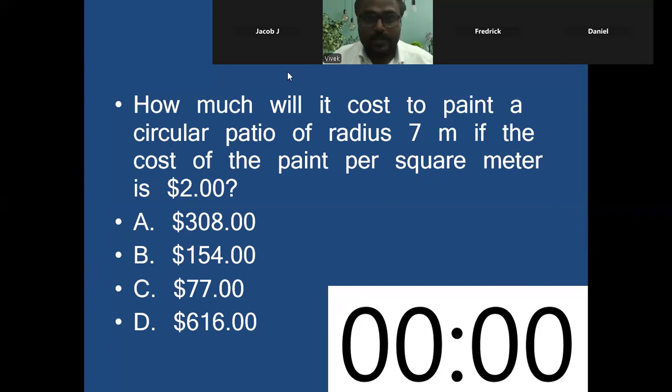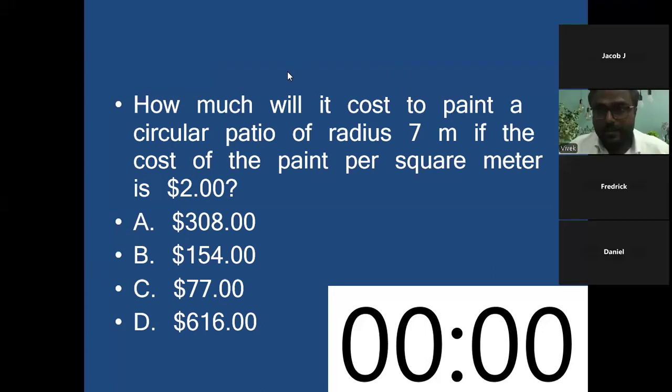If you want me to explain it once again, I'll explain it. If you understood it, please let me know. Yes, Regi got it. Let's move ahead.